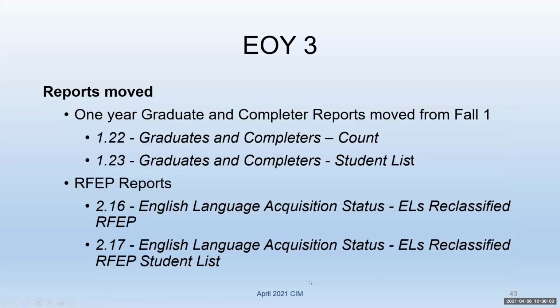Okay, moving on to end of year 3. We're completing our evolution of migrating the grad and completer reports from fall 1 to end of year so that we're more in line with accountability reporting. And same for the redesignated fluent English proficient reports. The 2.16 and 2.17 are also going to be no longer part of fall 1. They are reports you're going to certify in end of year 3.